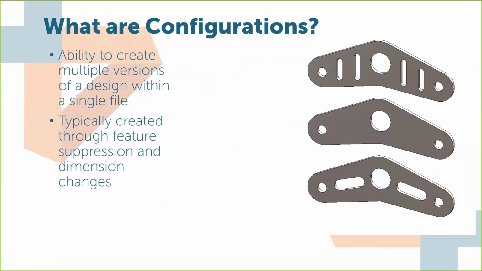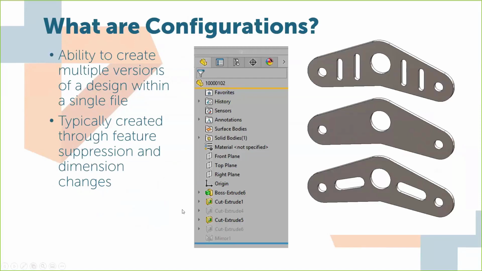Typically, we build these configurations through feature suppression, which, if you're not familiar with that, is to turn a feature off so it's not calculated or evaluated in the manager tree anymore. Another very common aspect of configurations is to control dimensions. So we can have dimensions that are evaluated to some number in configuration A, and that same dimension is evaluated to a different value in configuration B, and so on. Now, that's not all you can do, but that's kind of the basics of it.